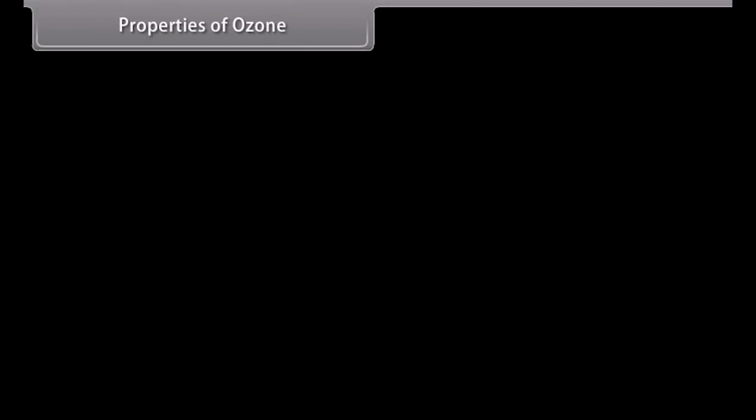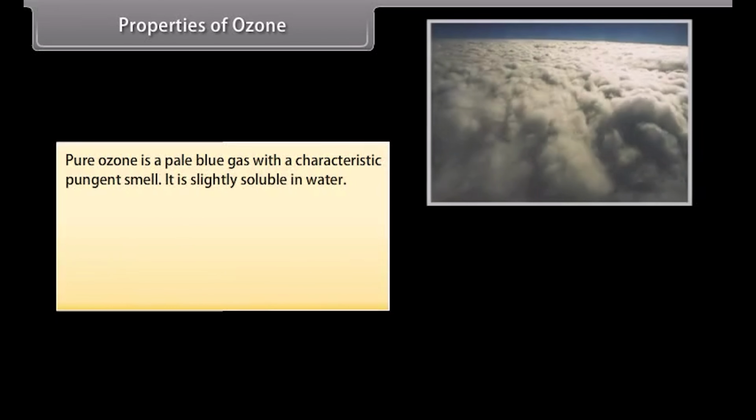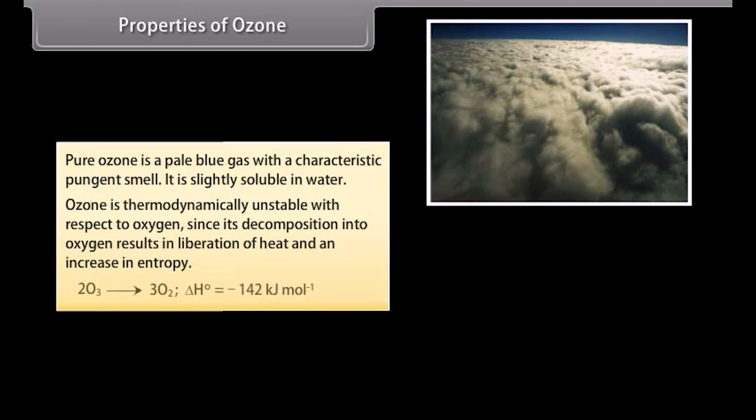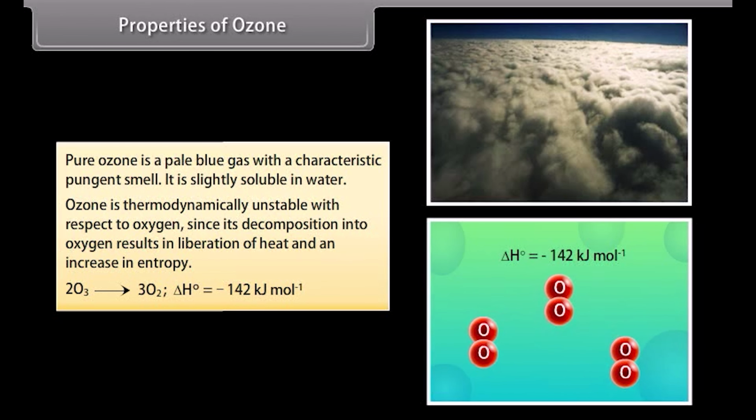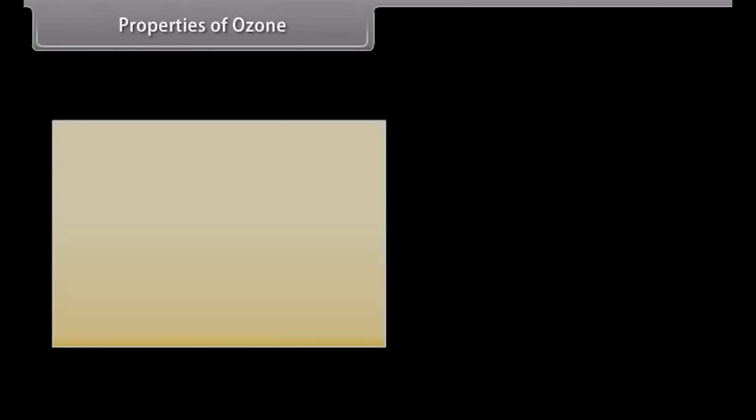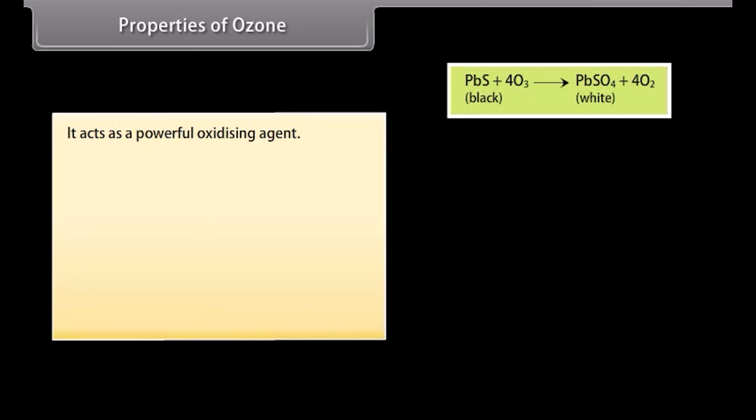Properties of ozone. Pure ozone is a pale blue gas with a characteristic pungent smell. It is slightly soluble in water. Ozone is thermodynamically unstable with respect to oxygen, since its decomposition into oxygen results in liberation of heat and an increase in entropy. Due to ease with which ozone can liberate an atom of oxygen, it acts as a powerful oxidizing agent.